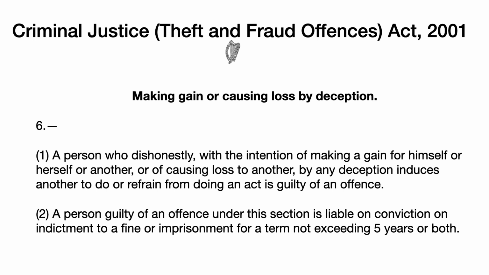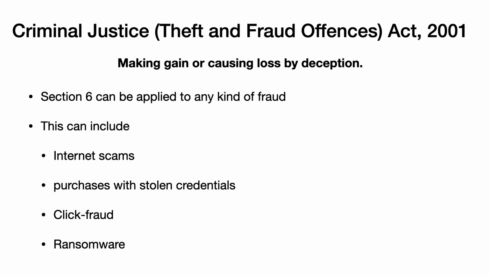So a person who dishonestly, with the intention of making gain for himself or another, or of causing loss to another, by any deception induces another to refrain from doing an act or to do an act is guilty of an offence. Okay? And so this fraud legislation can be applied to cybercrime. It can involve internet scams. It can involve purchase of goods with stolen credentials. It can be click fraud, ransomware. Most types of fraud conducted on computer systems or using computer systems can fit the definition of this crime.